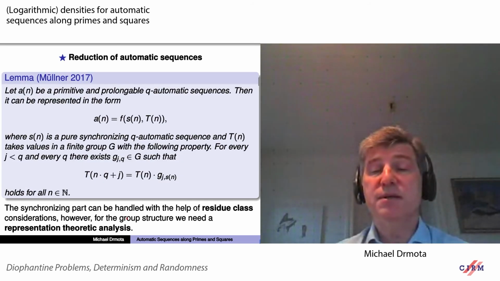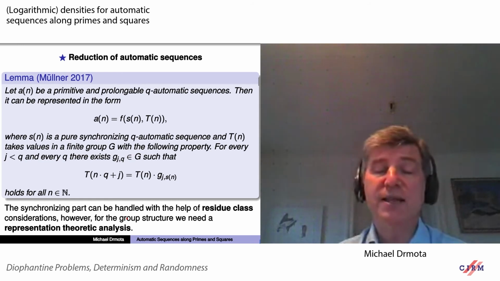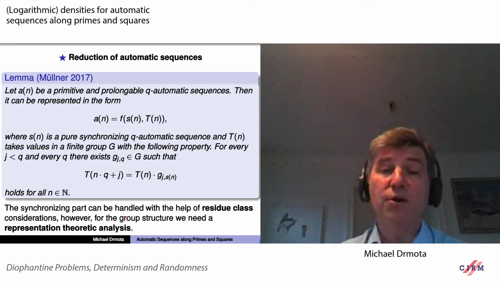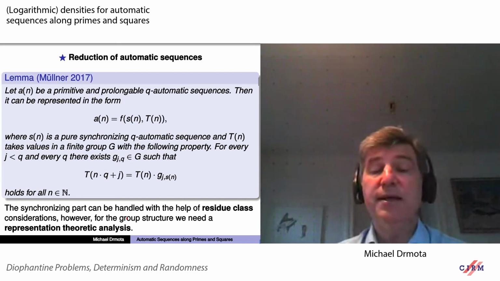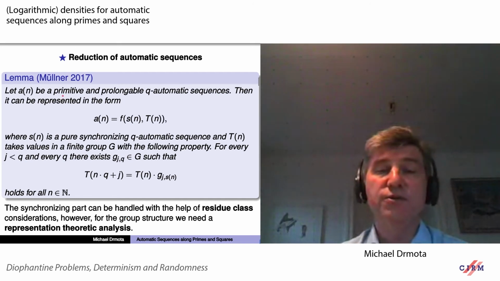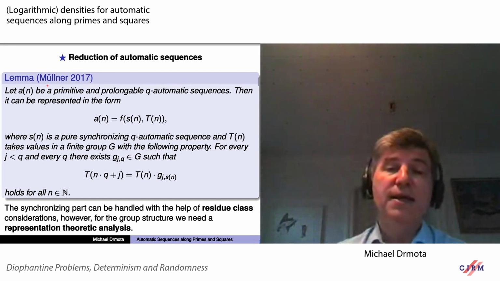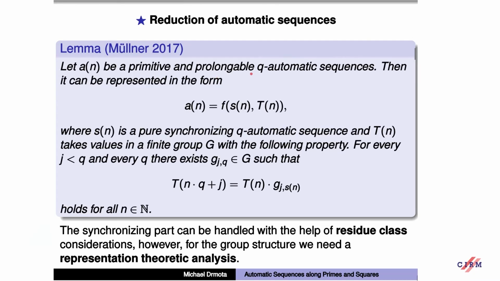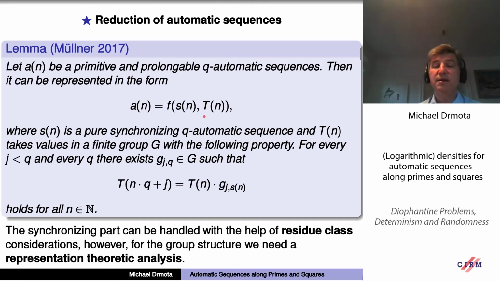But in order to handle this strategy for all automatic sequences, we need another input that is also due to Clemens Müllner, namely that a primitive and prolongable q-automatic sequence can be represented in the following form. So there exists a synchronizing automatic sequence S of n and another sequence T of n, that is very close to an automatic sequence. I will explain it in a minute.